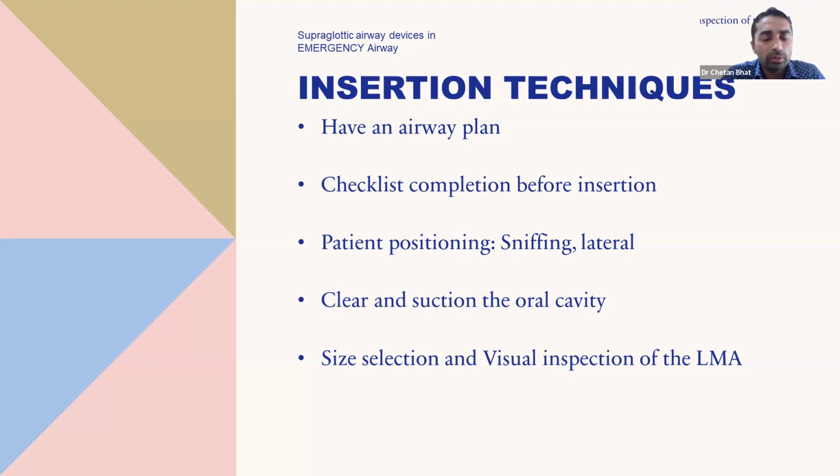Then patient positioning. We can use the sniffing position, or lateral can also be used. The next step is to clear and suction the oral cavity so that the secretions of the oral cavity are minimized. Then we need to select the size. We need to have two sizes for a particular patient so that if one size is not fitting properly, we can have the second size as a backup. Then, because most of the LMAs in our scenarios are reused after sterilization, we need to see whether the LMA has suffered any wear and tear. So visual inspection of the LMA is also required.